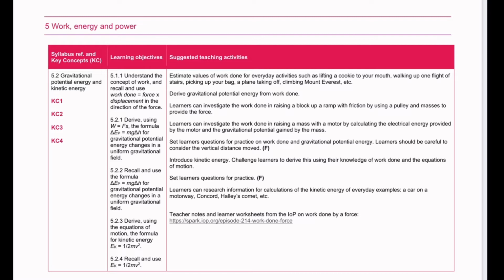The formula, gravitational potential energy is equal to mgh for gravitational potential energy in a uniform gravitational field. 5.2.2, recall and use the formula E is equal to mgh for gravitational potential energy changes in a uniform gravitational field.